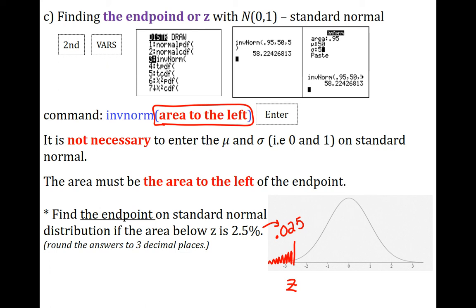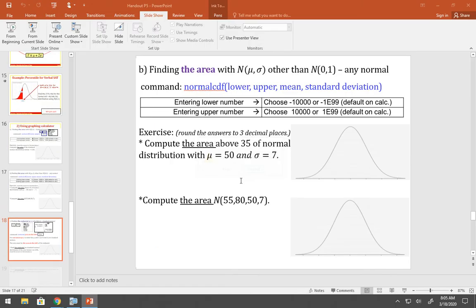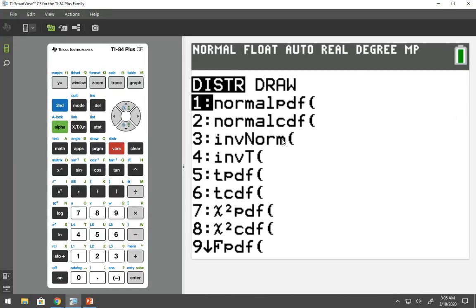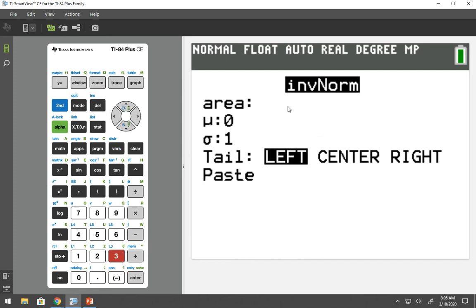So I'm going to switch out. I'm going to go to my calculator so you can see it. So now when I go to vars second, now I'm going to go down to number 3, which is inverse norm. Okay, number 3. So now it says, okay, what do you want the area to be? I want the area to be 0.025 because that's what it said. If I don't enter these numbers, they're automatically 0 and 1. And a newer calculator is going to ask you left, center, right. If it doesn't ask you this question, it's always left. I'm going to hit enter.